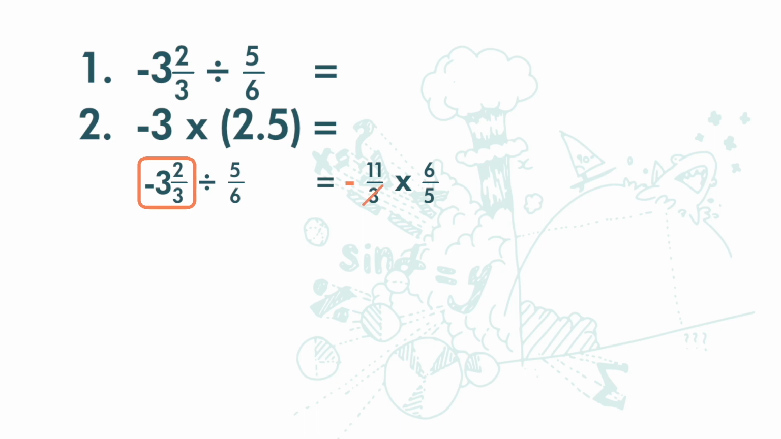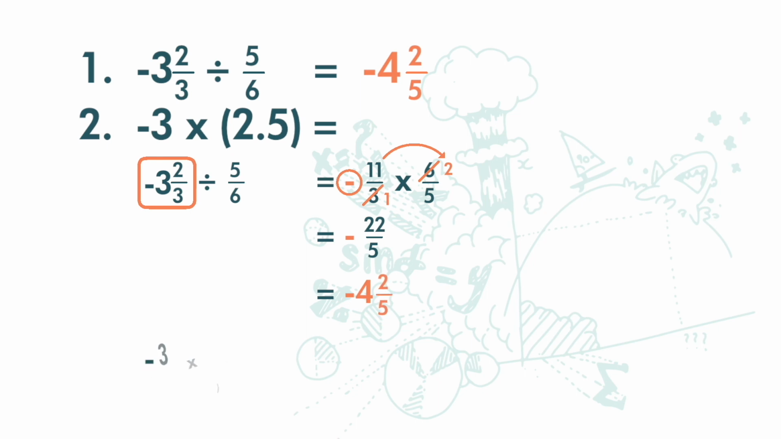Divide 3 by 3, we get 1. Divide 6 by 3, we get 2. Then we multiply -11 by 2. Don't forget there's a negative sign there. A negative times a positive is negative. So we have -22 over 5. And it can be converted to -4 and 2 over 5.